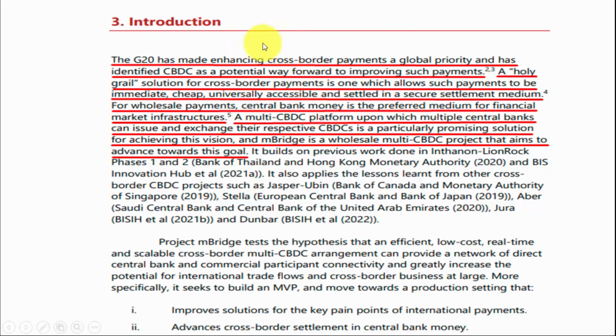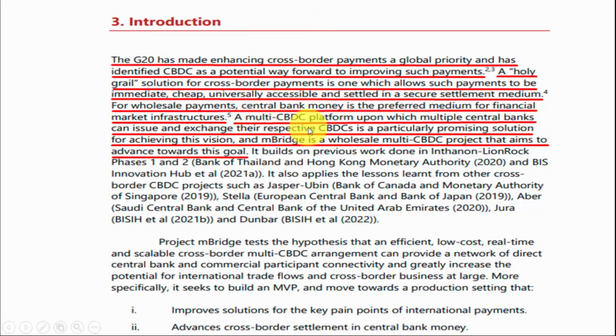So in the introduction, the G20 has made enhancing cross-border payments a global priority and has identified CBDC as a potential way forward to improving such payments. A holy grail solution for cross-border payments is one which allows such payments to be immediate, cheap, universally accessible, and settled in a secure settlement medium. For wholesale payments, central bank money is the preferred medium for financial market infrastructures.